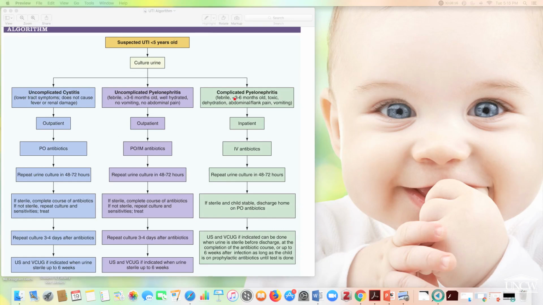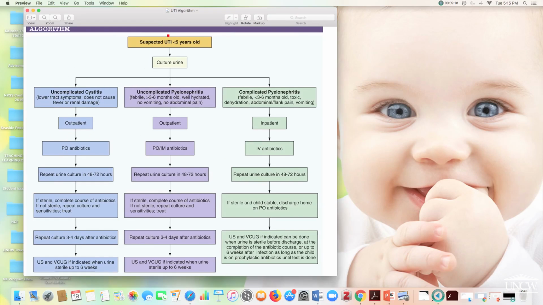If the child has complicated pyelonephritis, so that means they're feverish and they've got vomiting, they may have diarrhea, that is not something you're going to be able to manage in the office, and that is something that you will need to refer out. By refer out, I mean that they need inpatient treatment and management with hospitalization.